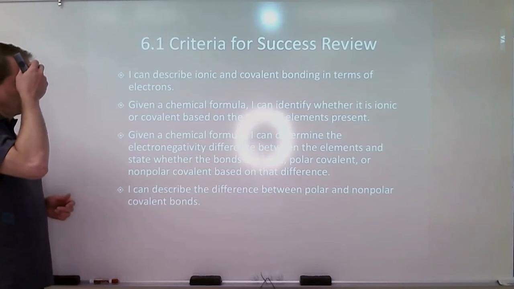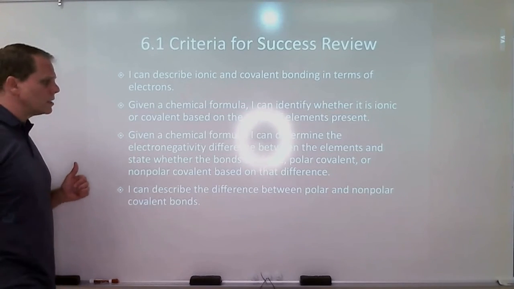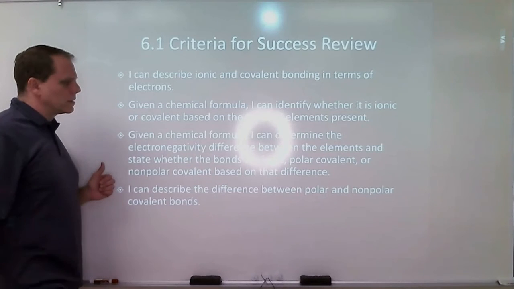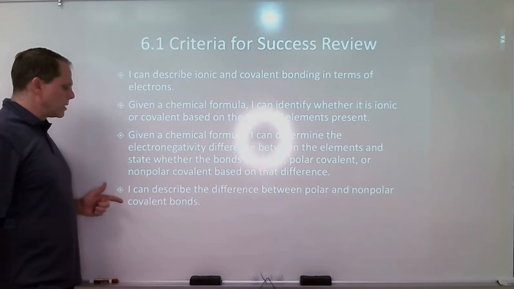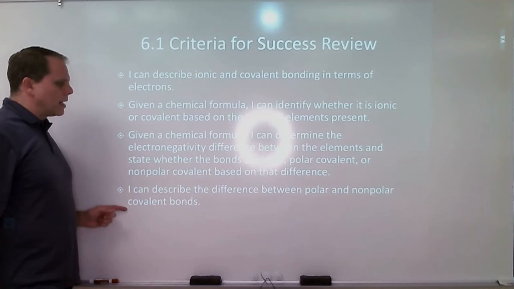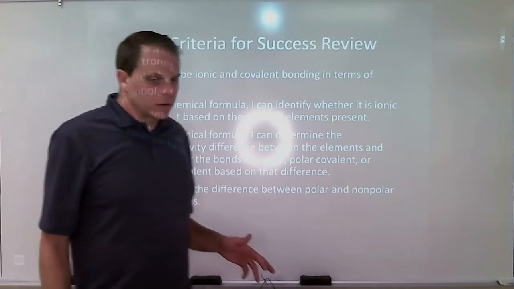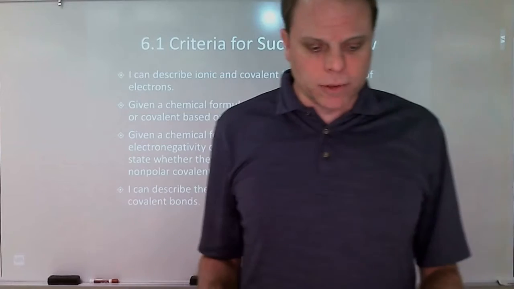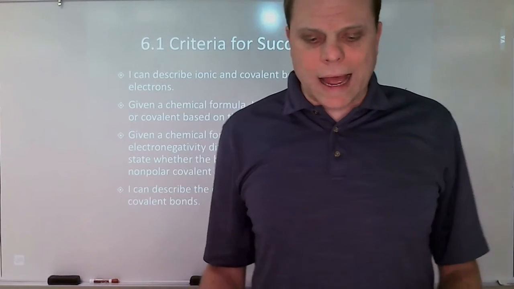Given the chemical formula, you can determine electronegativity difference between the elements, and state whether the bonds are ionic, polar covalent, or non-polar covalent based on that difference. Yeah, we just talked about that, right? Okay, we know those electronegativity differences. I can describe the difference between polar and non-polar covalent bonds. Yeah, equal sharing versus not equal sharing, right? The not equal sharing is going to be the polar covalent. And what does that have to do with anything?